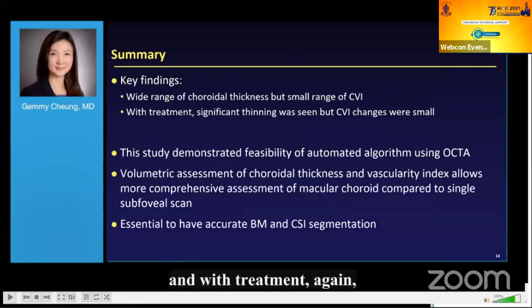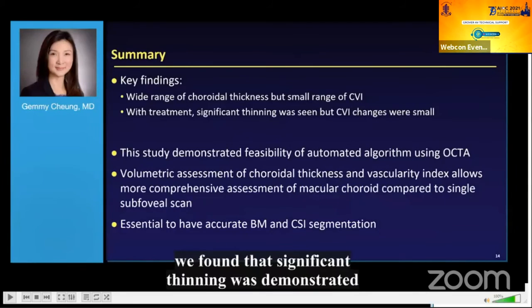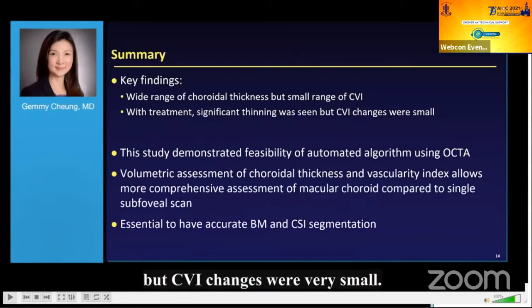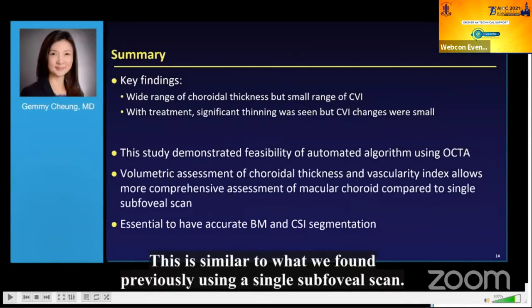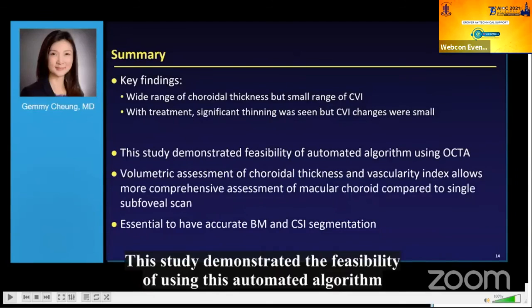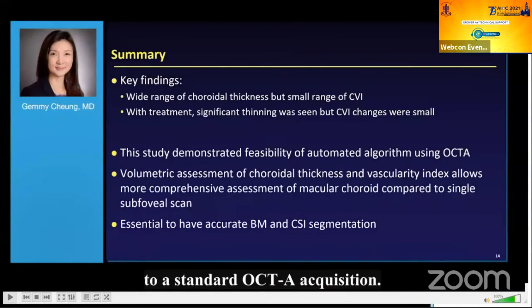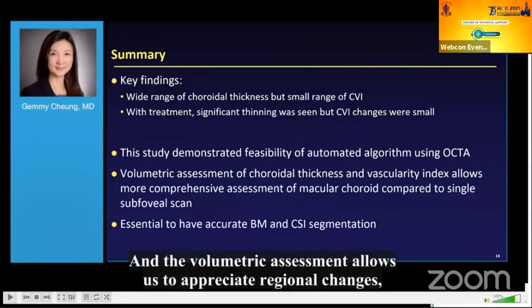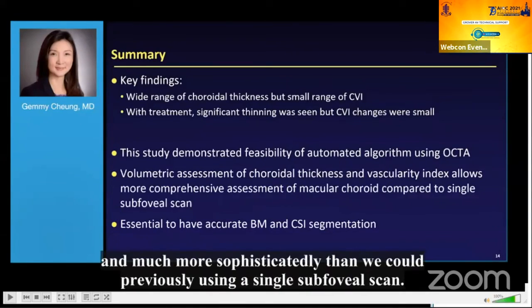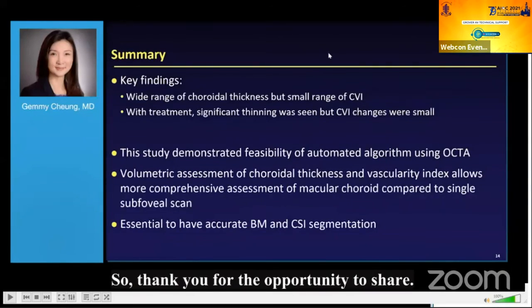And with treatment, again, we found that significant thinning was demonstrated, but CVI changes were very small. This is similar to what we found previously using a single subfoveal scan. The study demonstrated the feasibility of applying this automated algorithm to a standard OCTA acquisition, and the volumetric assessment allows us to appreciate regional changes much more sophisticatedly than we could previously using a single subfoveal scan. So thank you for the opportunity to share.